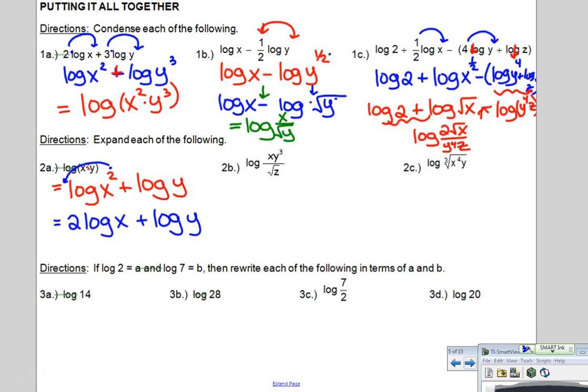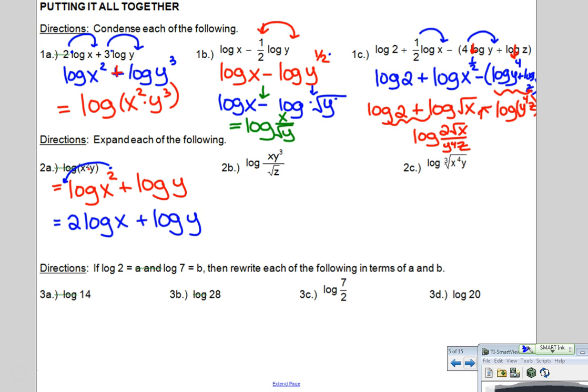Now, some of you guys, after you get good at this, are actually going to be able to go right from the problem to the answer in one step. If you can see it, then you don't have to do multi-steps. All right, 2B. So again, some of you guys might actually see the exact answer right now, but I'm going to slow it down.